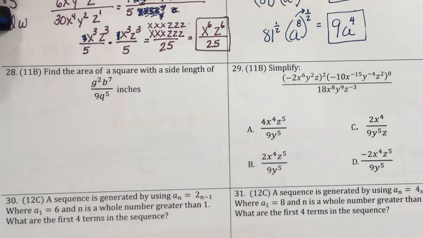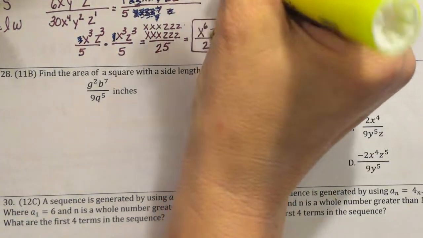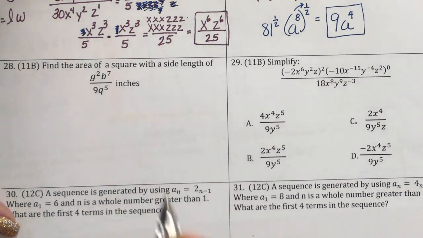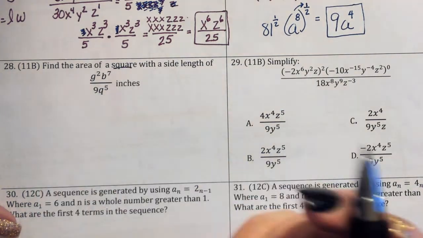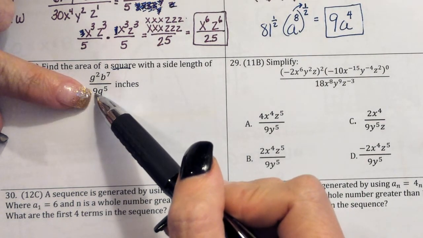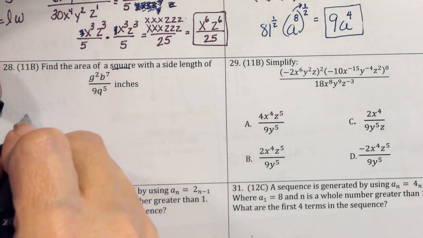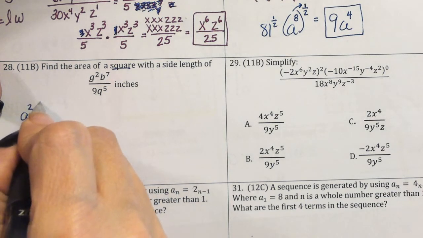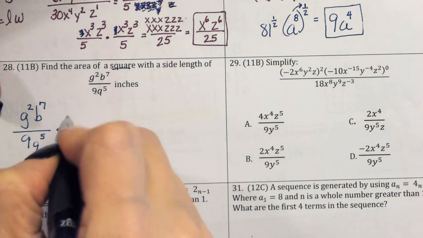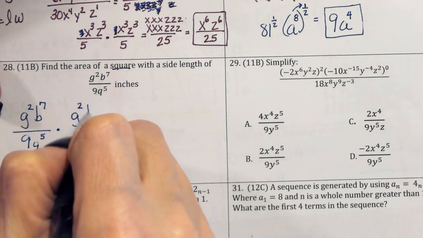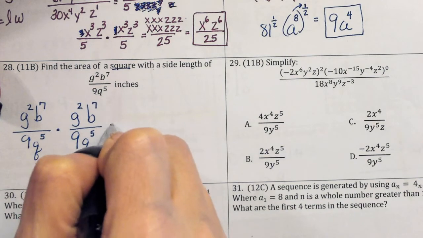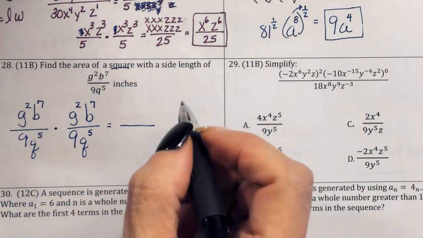All right, number 28. I'm going to put a little note on here for myself so I don't forget to go change that one. Find the area of a square with the side length of that beautiful number. Okay, area of a square is just length times width. So before I start, I'm going to see if I can simplify anything. There's a 9, a G, a Q, and you know what? They're all different. So here we go. So G squared, B to the 7th, over 9Q to the 5th. Length times width. So we're going to have another G to the 2nd, B to the 7th, over 9Q to the 5th. All right, just like we did before, let's multiply.